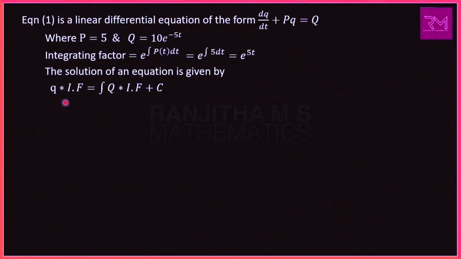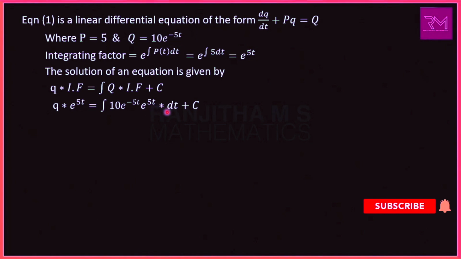Therefore we have to substitute Q into the integrating factor. Next step, substitute the integrating factor value and Q value over here. We get Q into integrating factor e^(5t), which is equal to the integral of Q, here this Q value becomes 10 into e^(-5t) into the integrating factor e^(5t) into dt plus C.